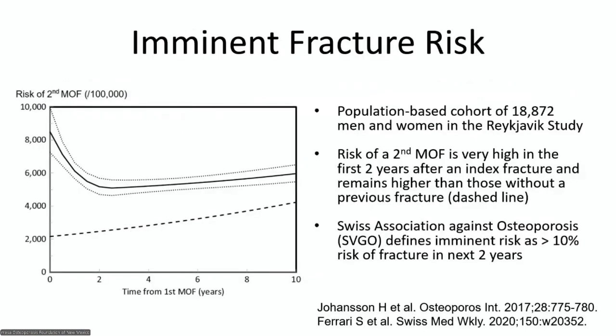So I'm going to go through some of the data with regard to the things I've just mentioned. This is from a population study in Iceland showing that the risk of a second major osteoporotic fracture is very high in the first 2 years after an index fracture and remains higher than those without a previous fracture. So the dashed line at the bottom represents the risk in people who have never had a fracture. The top line represents people who have had an index fracture. And the Swiss Association Against Osteoporosis has actually come up with a more formalized definition of imminent fracture risk, and they're calling it greater than 10% risk of fracture in the next 2 years. So different sorts of way of thinking about the same concept.